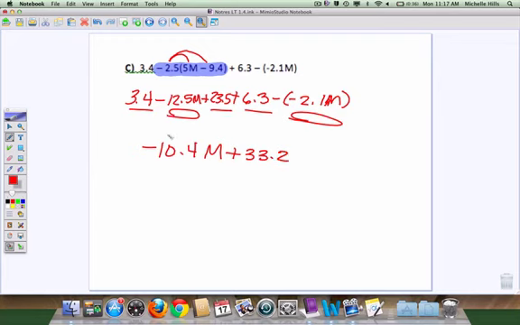My constants, 3.4 plus 23.5 plus 6.3 is going to give me a positive, so plus 33.2. So first, do the distributive property to get rid of your terms inside parentheses, and then combine your like terms, making sure that you write them in the correct order, variable terms before constant terms.